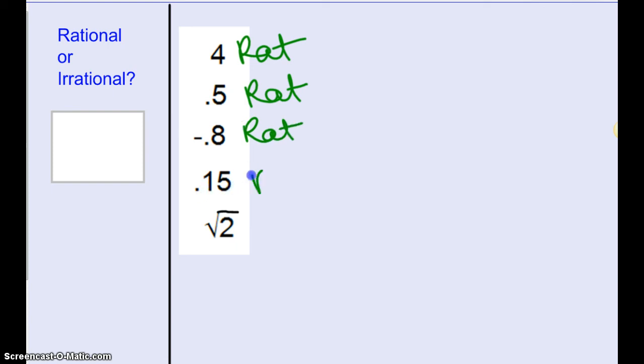1500ths, rational. But now we've got a square root. Is the square root of 2 on the clock? The answer is no, so it's irrational. So we'll practice this tomorrow during class.